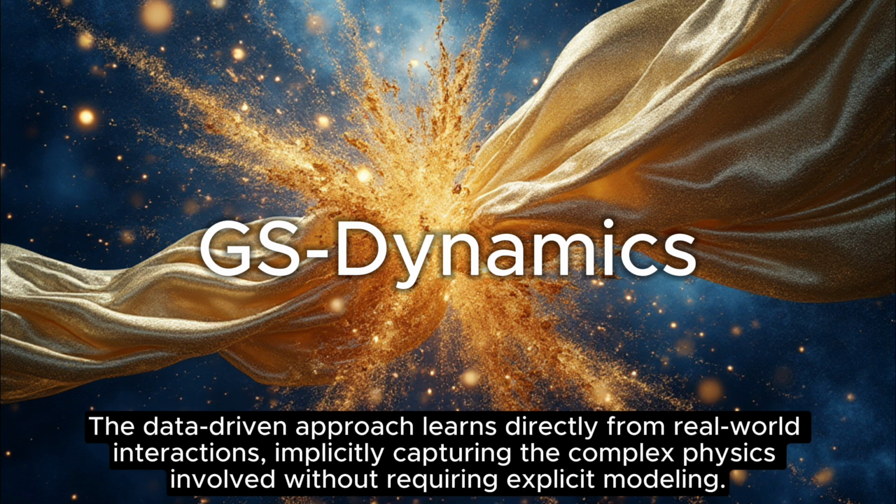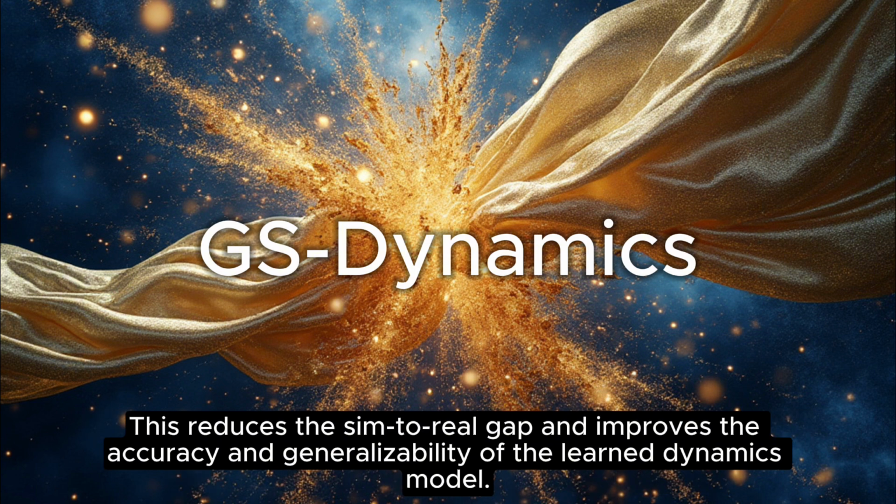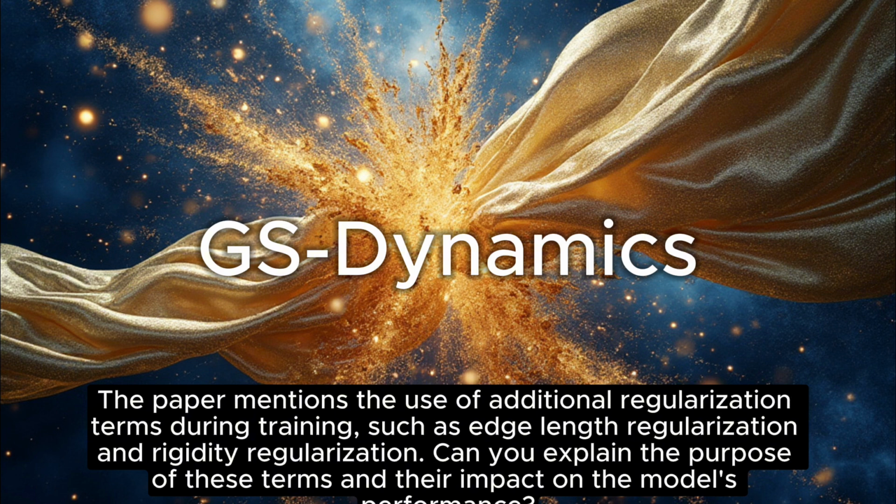The data-driven approach learns directly from real-world interactions, implicitly capturing the complex physics involved without requiring explicit modeling. This reduces the sim-to-real gap and improves the accuracy and generalizability of the learned dynamics model. The paper mentions the use of additional regularization terms during training, such as edge length regularization and rigidity regularization. Can you explain the purpose of these terms and their impact on the model's performance?